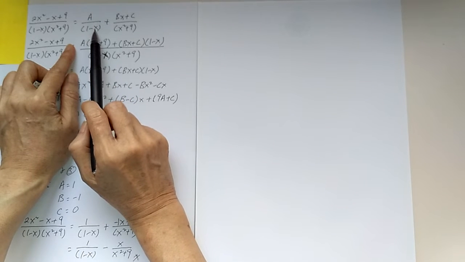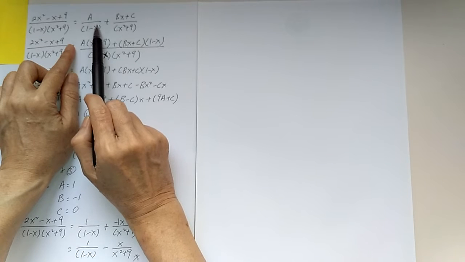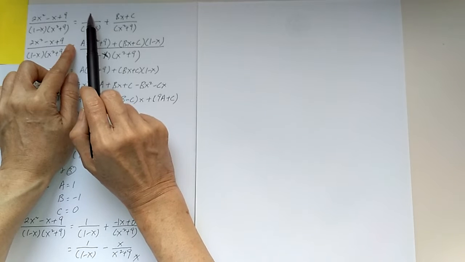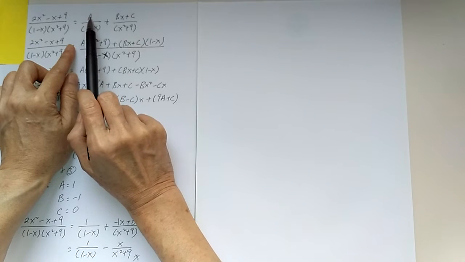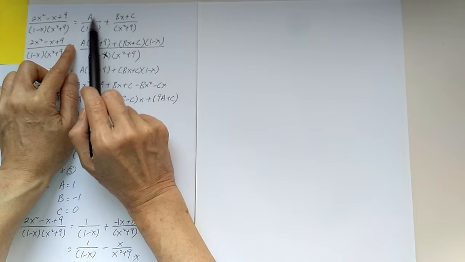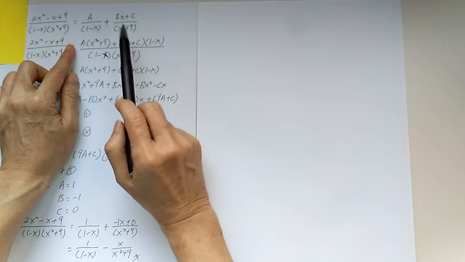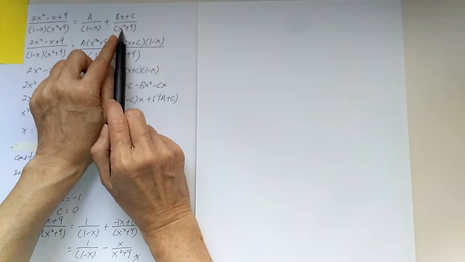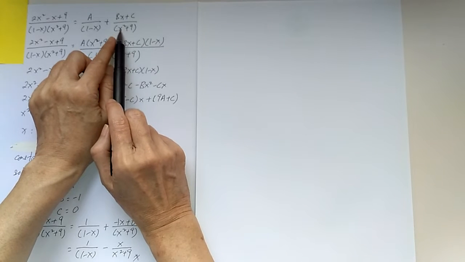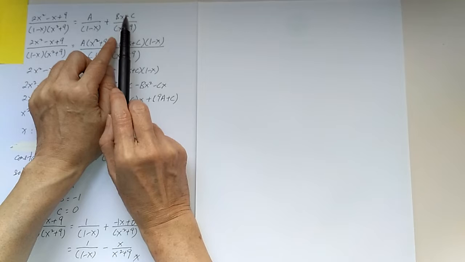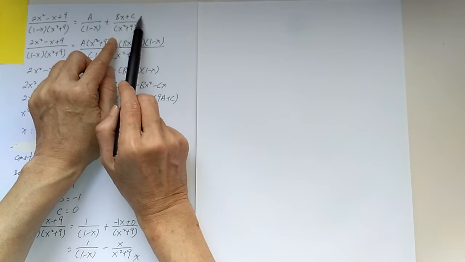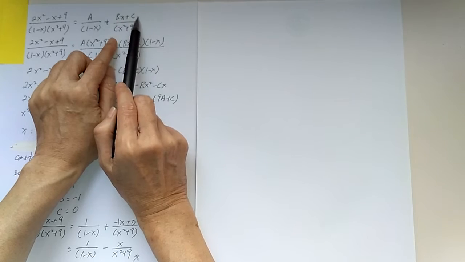Okay, you look at the denominator. The highest power is 1. The x is to the power 1. So the top has to be maximum x to the power 0. X to the power 0 is a constant. And this one, the denominator, the highest power of x is the power 2. X to the power 2. So the top has to be x to the power 1, and then you go all the way to constant.